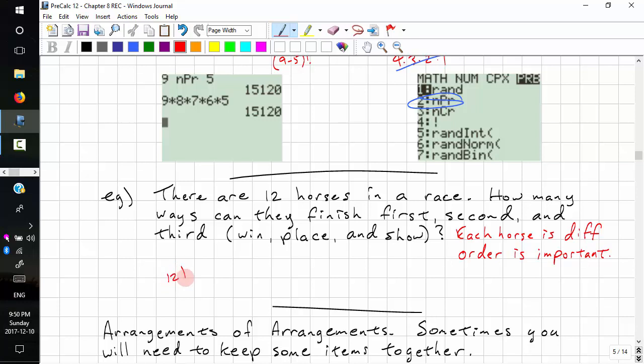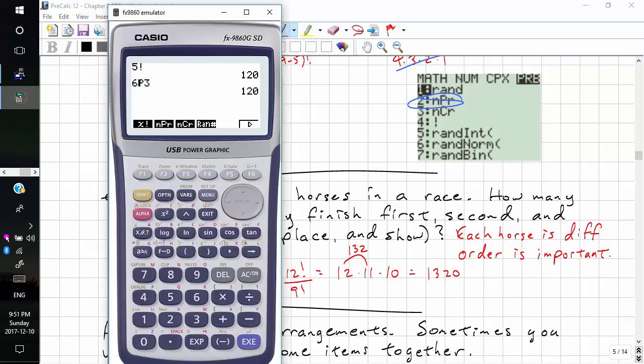So this is 12 permute 3. We have 12 factorial over 12 minus 3 factorial. This is 12 factorial over 9 factorial. And we got 12 times 11 times 10. And this is easy to do in our heads. 12 times 11 is 132. So this is 1320. And in case you don't believe me, let's do this on the calculator. 12 permute 3, 1320.